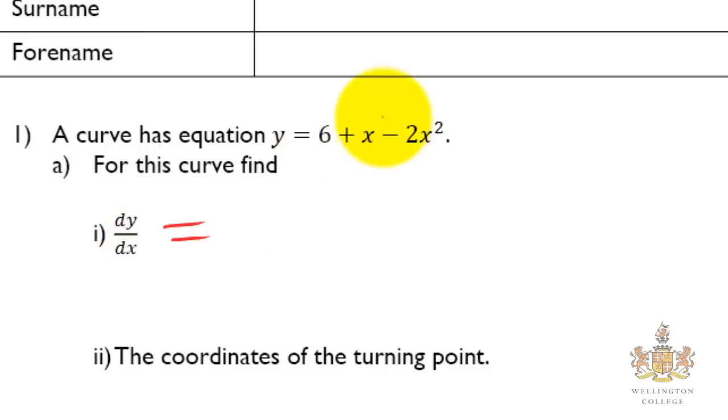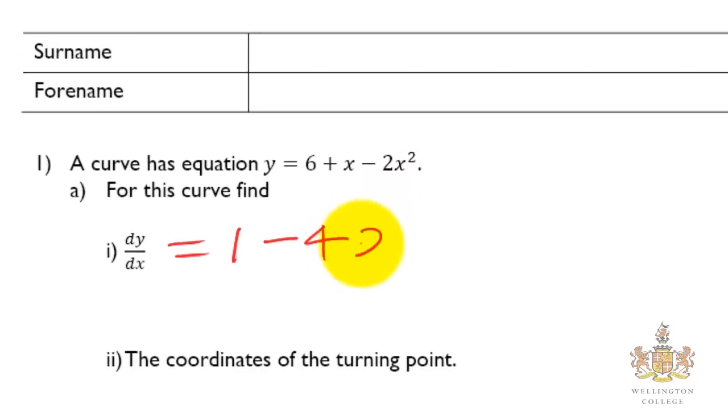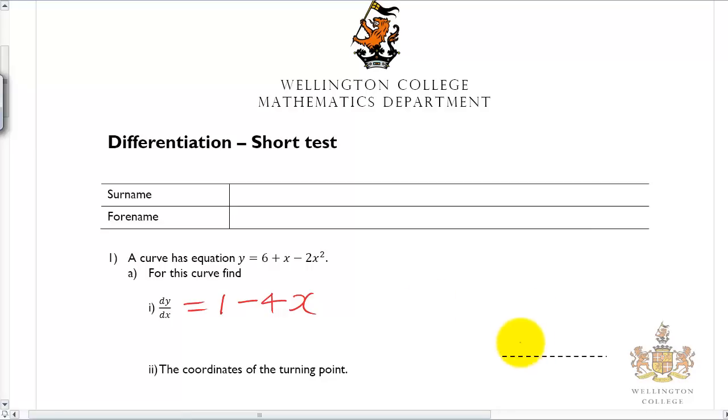x is to the power of 1, so times by 1. Take 1 off the power, takes it to 0, x to 0 is 1, so x just becomes 1. Times by the power, so 2 times 2 is 4. Keep the minus sign there, so we get minus 4. Take 1 off the power, that becomes x to the 1, which is just x. So our answer for dy by dx is 1 minus 4x.